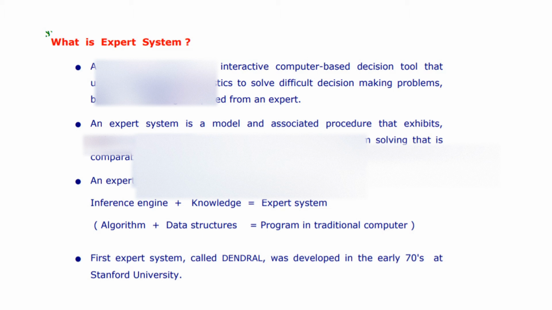So in 1970, the first expert system called Dendral was developed by some researchers at Stanford University, that was basically used for finding the structure of the chemical compounds. And after that, many other expert systems have also been developed. We will study those expert systems in the later slides.